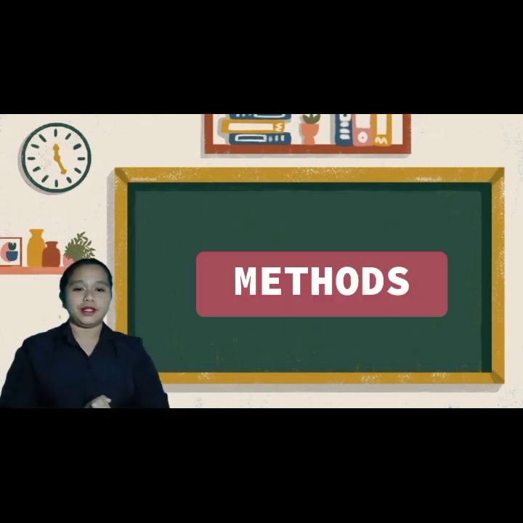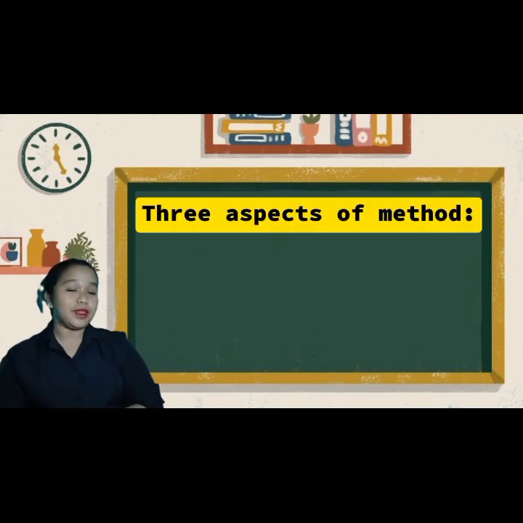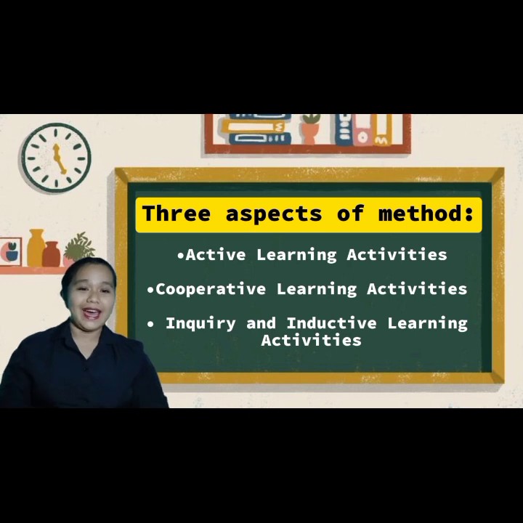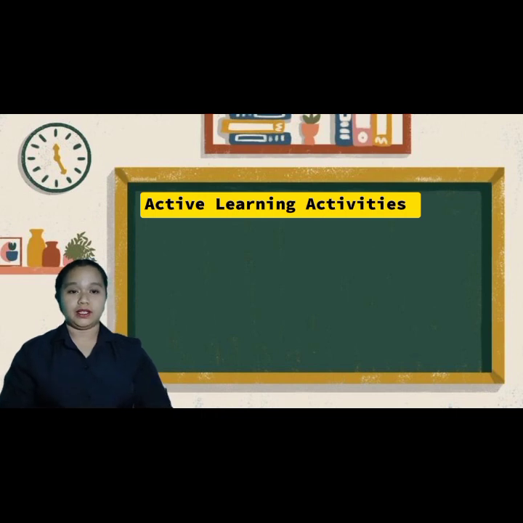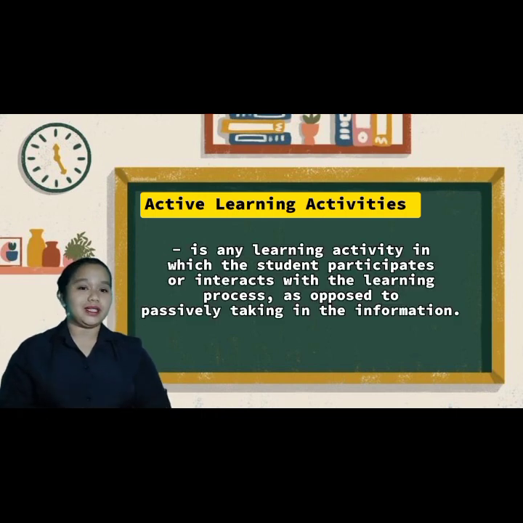First is methods. There are three aspects of methods, which are the active learning activities, cooperative learning activities, and last, inquiry and inductive learning activities. So first, let's talk about the active learning activities. Active learning activities is any learning activity in which the student participates or interacts with the learning process, as opposed to passively taking in the information.